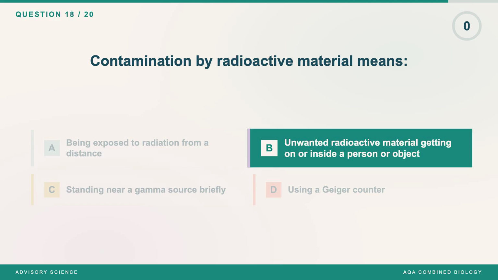The answer is B, unwanted radioactive material getting on or inside a person or object. Contamination is when the material itself is on you. Irradiation is being exposed to radiation from a source.